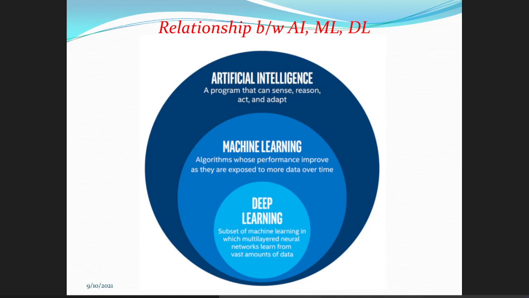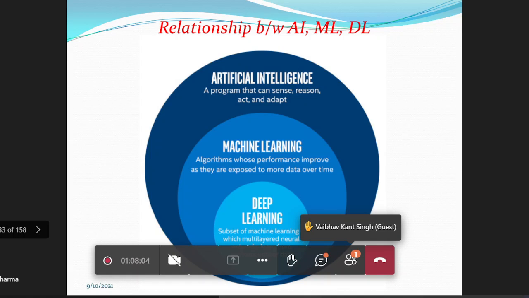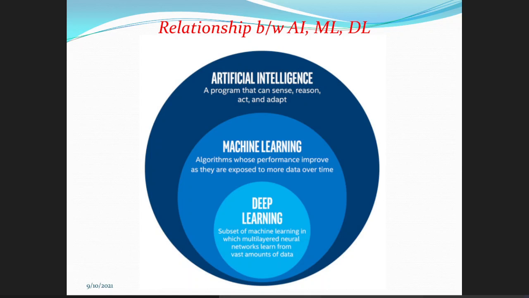A sub part of machine learning, you can say, is deep learning. Whenever the learning is inspired from the neural network, the network that we have in our brain, the neural network of humans, and you are using neural networks to predict the output, there we can say that these are deep learning algorithms. Deep learning is a subset of machine learning in which multi-layer neural networks learn from a vast amount of data. So all three domains are interrelated: AI, ML, and DL, right?